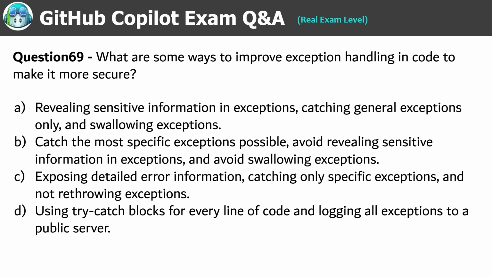Question 69. What are some ways to improve exception handling in code to make it more secure? And the answer is B. Catch the most specific exceptions possible, avoid revealing sensitive information in exceptions, and avoid swallowing exceptions.